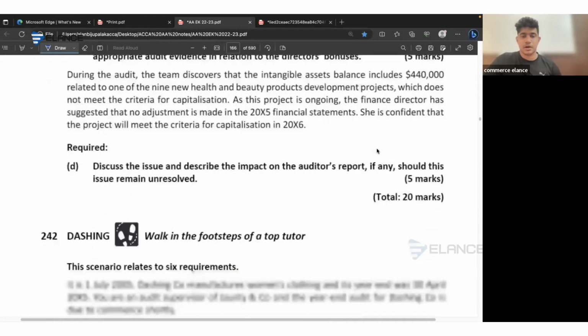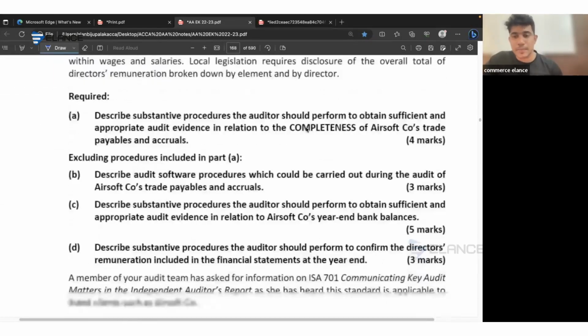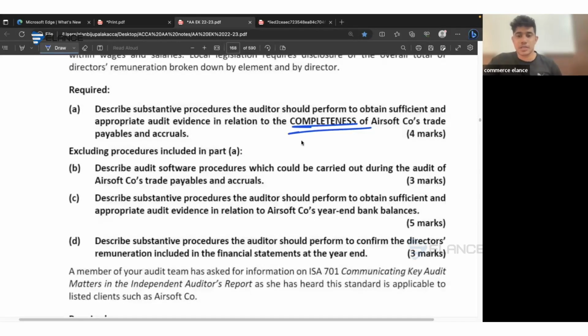Then same as that, they might ask you to write substantive procedures to confirm the completeness of the trade payables and accruals. Again, it's specific to the assertion. They will ask us to perform substantive procedures, that is, audit software procedures in relation to the trade payables and accruals. So what can you do as audit software procedures? We have studied audit software procedures.